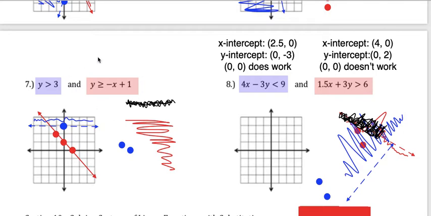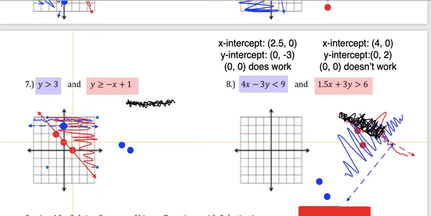Now the shading. y is greater than or equal to, so we would shade above, but let's look at that again. Is 0 greater than 1? That is not true. 0 is right here with respect to the line, so this is false. 0 is not greater than 1, so we need to shade the other side. Now we're looking for where the red and blue overlap, and that's going to be in this portion right here.